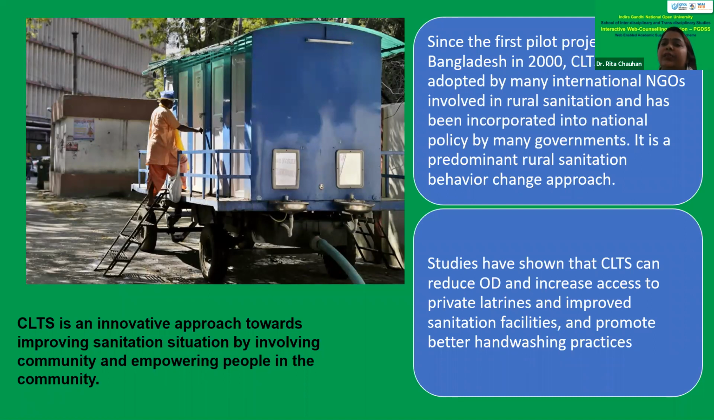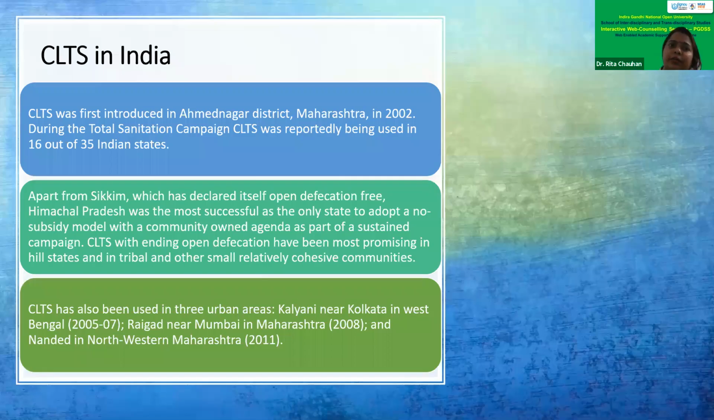So this was introduced in Bangladesh in 2000 with the help of an international NGO. These photographs show one example of community-led total sanitation. In India, it was started in 2002 in Ahmednagar district in Maharashtra. When it was introduced, only 16 out of the total 35 states incorporated this community-led total sanitation. But now the situation has improved.